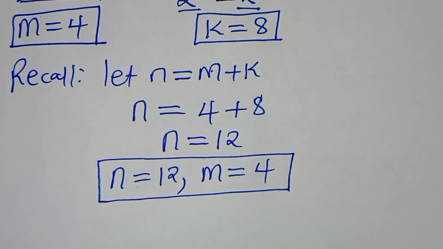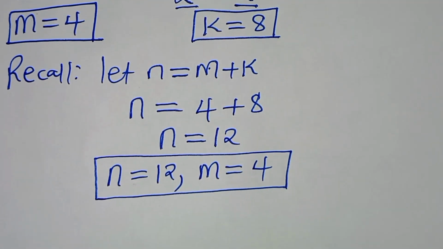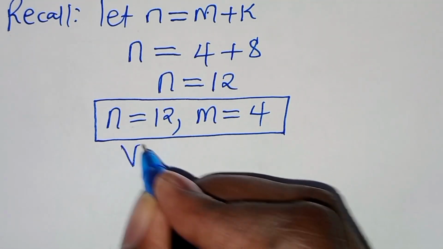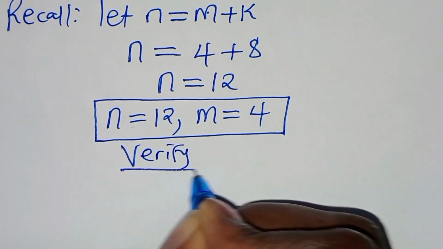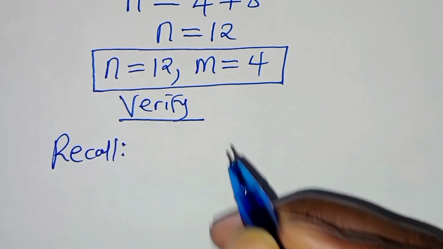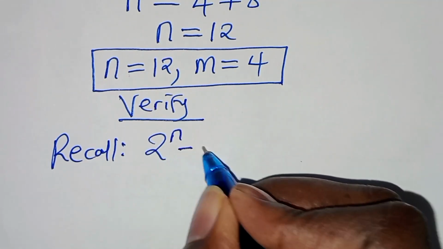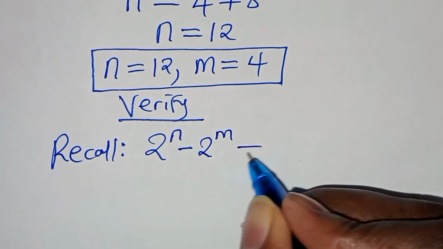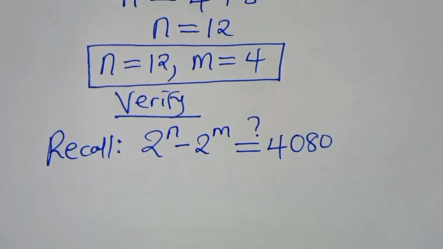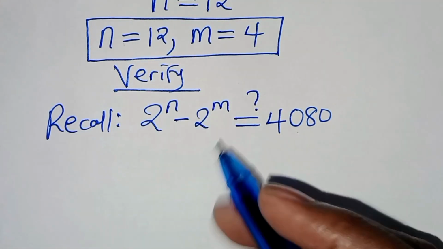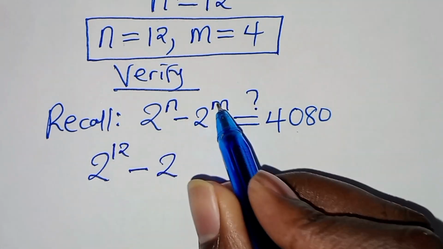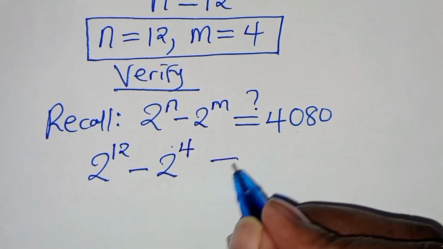Now, the next step from here is to verify that n and m satisfy the equation. So let's verify from here. If you recall again, we have 2 to the power n minus 2 to the power m, which is supposed to give us a value of 4080. Substituting the value of n, we have 2 to the power 12 minus 2 to the power m, which is 4. This should give us a value of 4080.